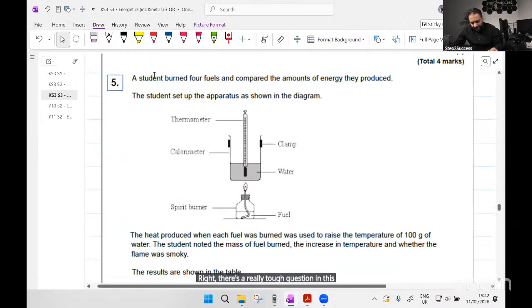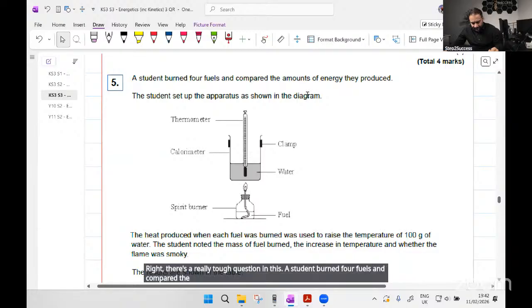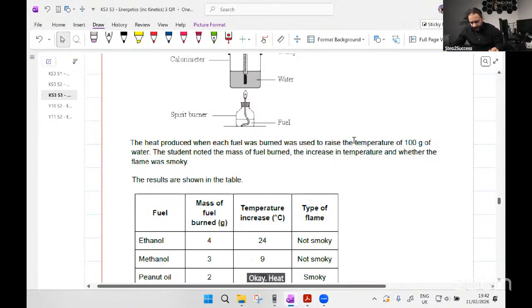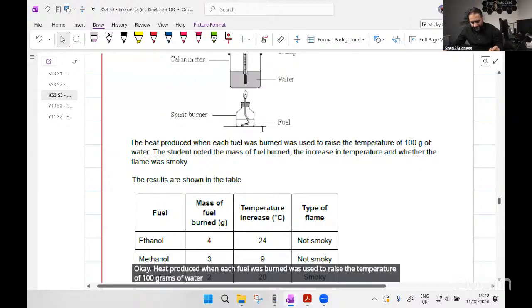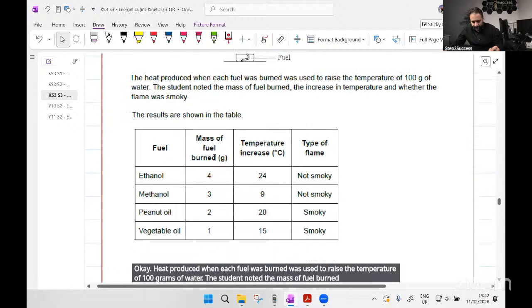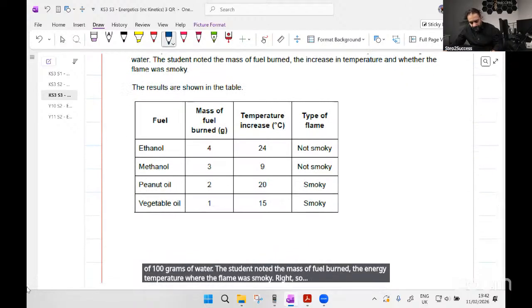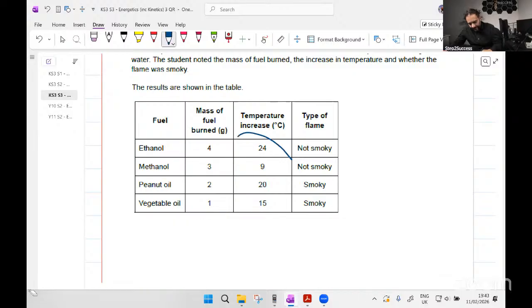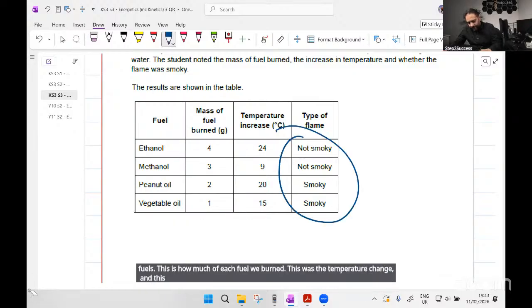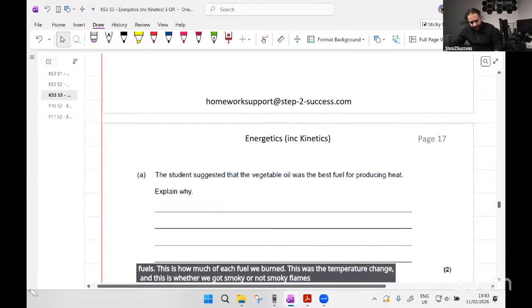There's a really tough question than this. A student burned four fuels and compared the amounts of energy they produced. Okay. Heat produced when each fuel was burned was used to raise the temperature of 100 grams of water. The student noted the mass of fuel burned, the temperature change, and whether the flame was smoky. Right, so we burned these different fuels. This is how much of each fuel we burned. This was the temperature change, and this is whether we got smoky or not smoky flames.